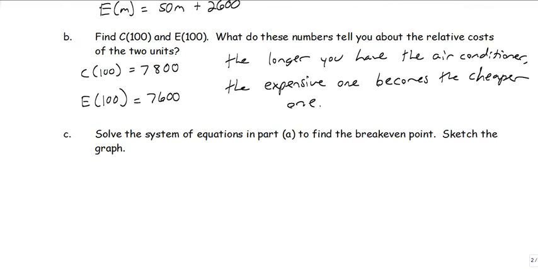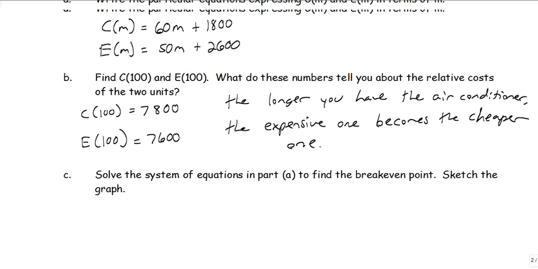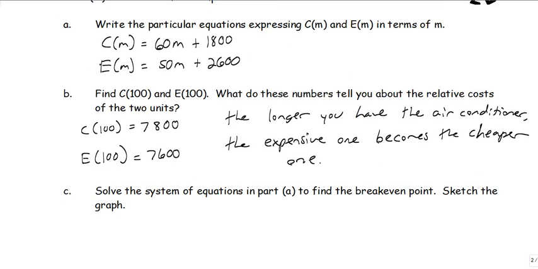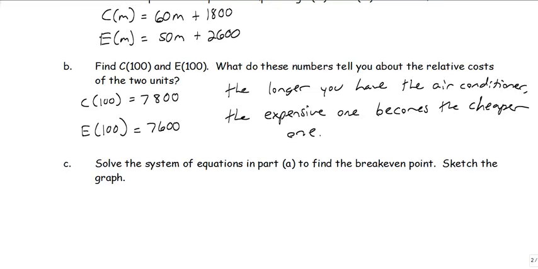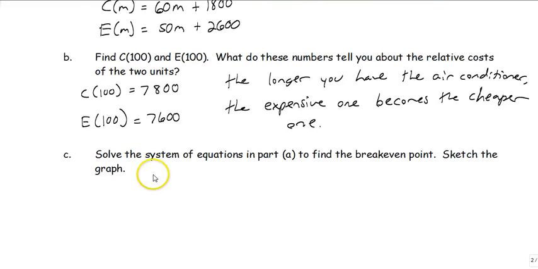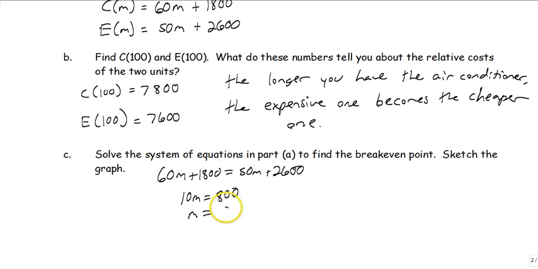Solve the system of equations in part A to find a break-even point. Sketch the graph. Well, the break-even point would be when they're equal. So all you have to do is say that C of M and E of M are equal and just set the two equations equal to each other. You want to know when the cost equals the same thing for both. So when you solve this, you subtract 50M, subtract 1,800, which is 800 left. So M is equal to 80. So at month 80, they cost the same.